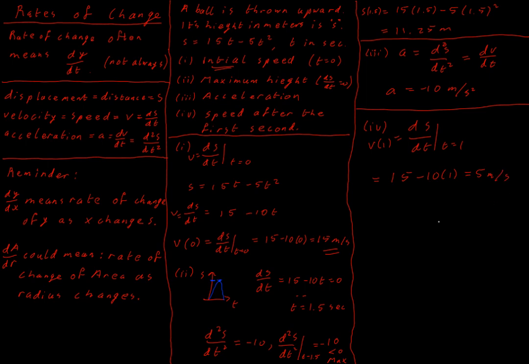And that is what we need for our rates of change. So again, we need to know these relationships by heart. Velocity or speed is equal to the rate of change of distance with respect to time, and the acceleration of something is equal to the rate of change of velocity with respect to time, or the second derivative of the distance with respect to time, or displacement with respect to time. And that is what we need for now.